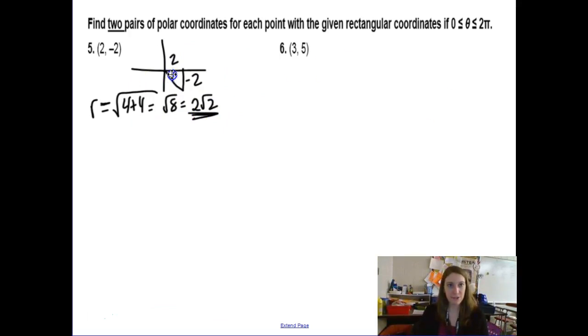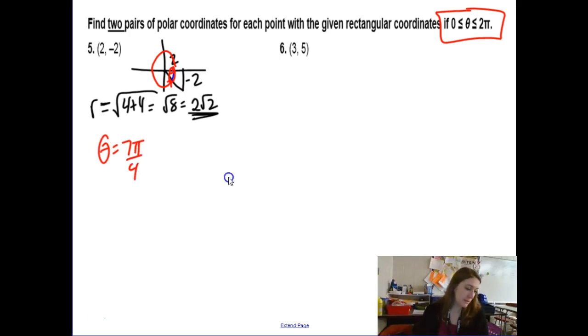Now let's talk about theta. Well, I don't really have to do inverse tangent because I know that this angle here is 45 degrees, or if you want radians, it would be pi over 4. It does say right here they want radians. So this reference angle is pi over 4, but I need the angle between 0 and 2 pi. So they need this angle here, which would be 7 pi over 4. Now, it does say find 2 polar coordinates. So I have no problem with this answer: 2 square root 2, comma, 7 pi over 4.